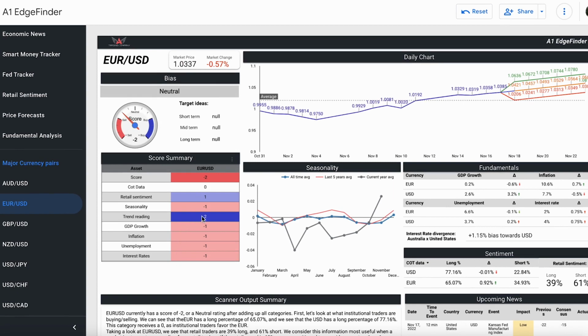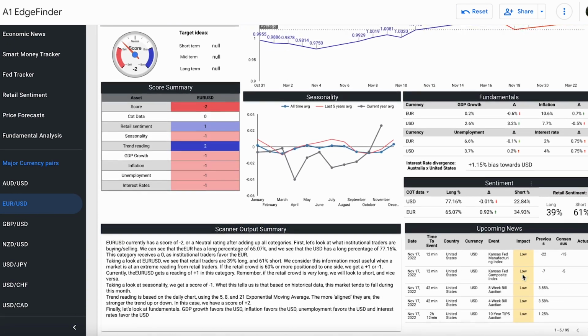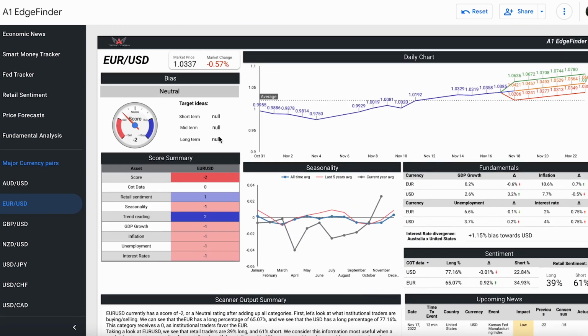However, if it continues to trend upwards and maybe with some news events that change some things, we could see this pair start to flip.